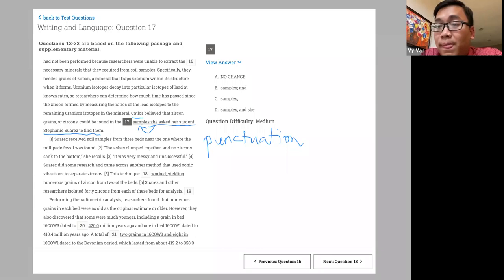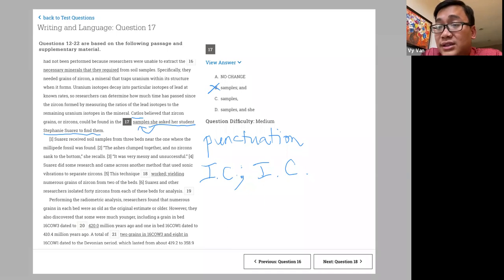B is wrong because it's a semicolon. You only use a semicolon to separate two independent clauses. If you use a semicolon here, you say samples and then you say and as a student. So that's not an independent clause. Independent clause means a complete sentence. So we know for sure it is wrong.